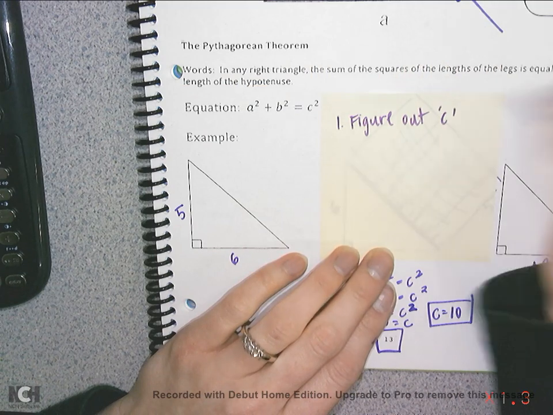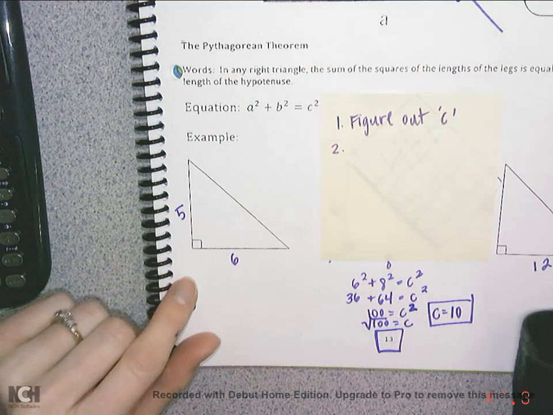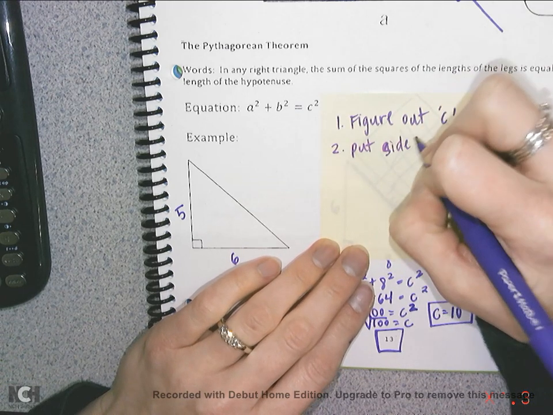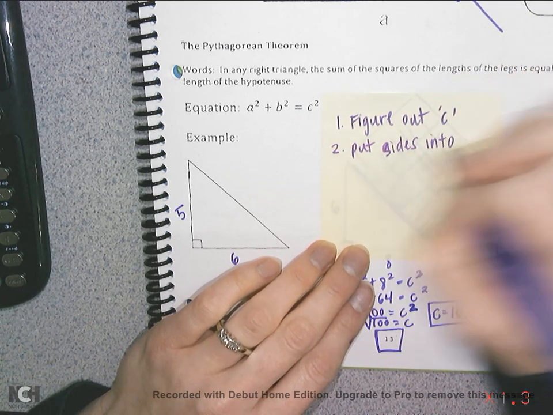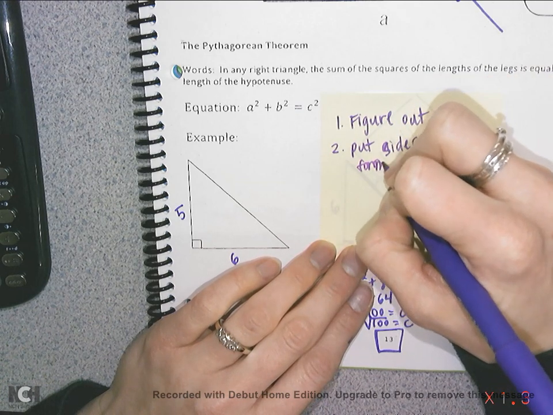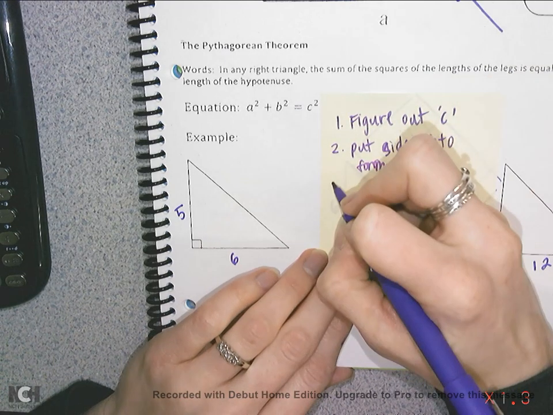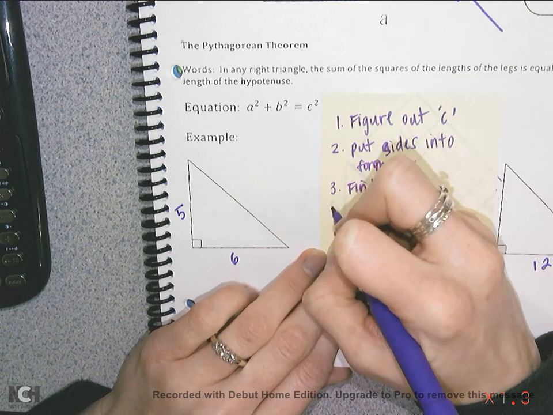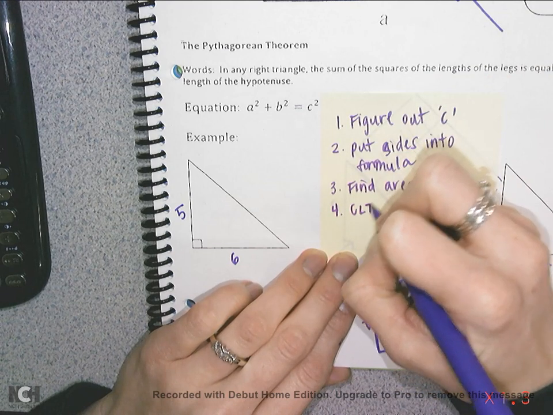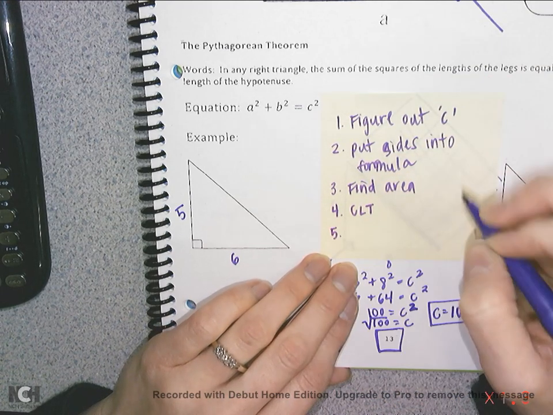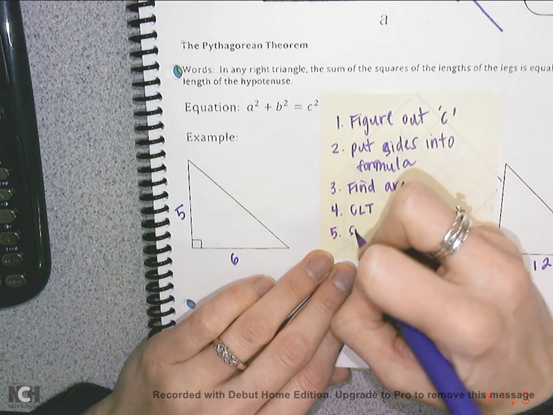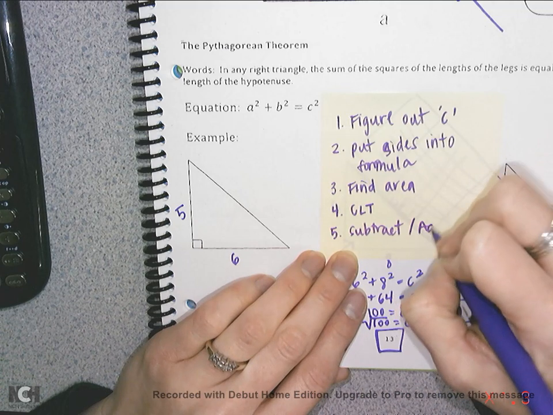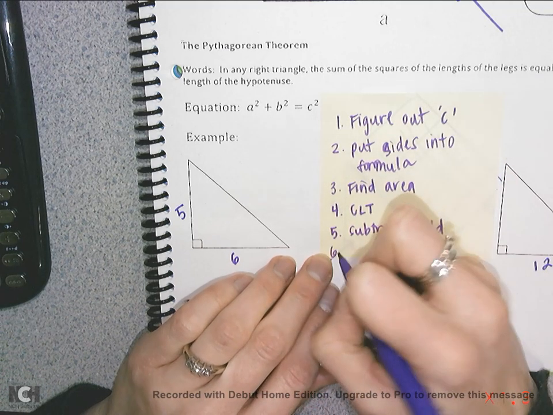Then step 2, we're going to put sides into the formula. Then 3, find area. 4, combine like terms. 5, subtract and/or add, I guess, either. And then 6, we're going to find our root.